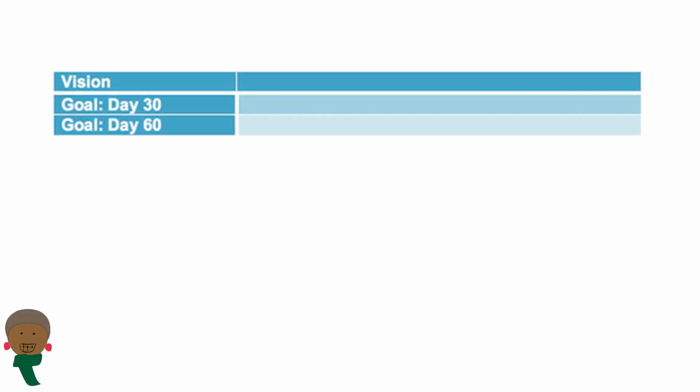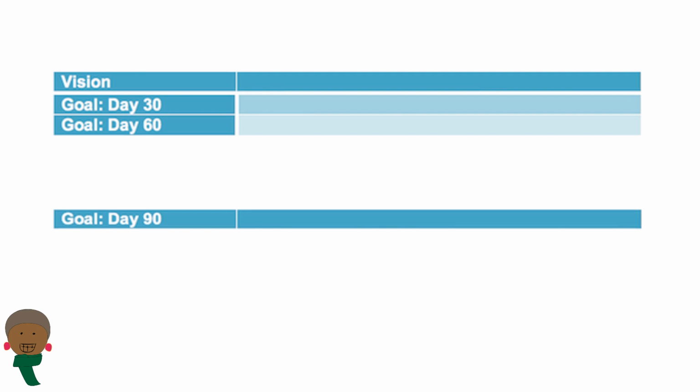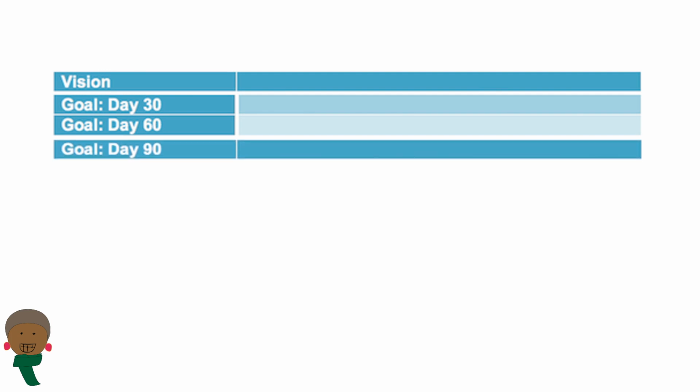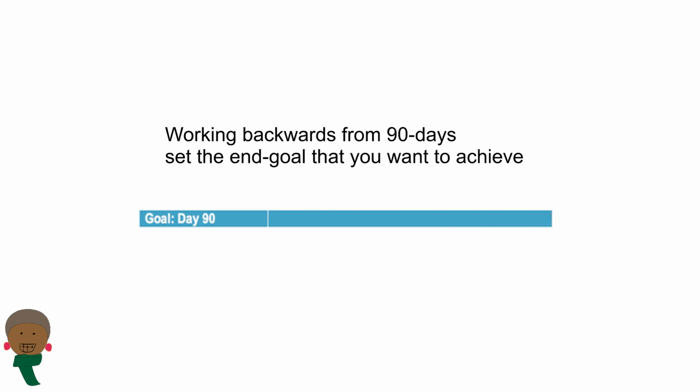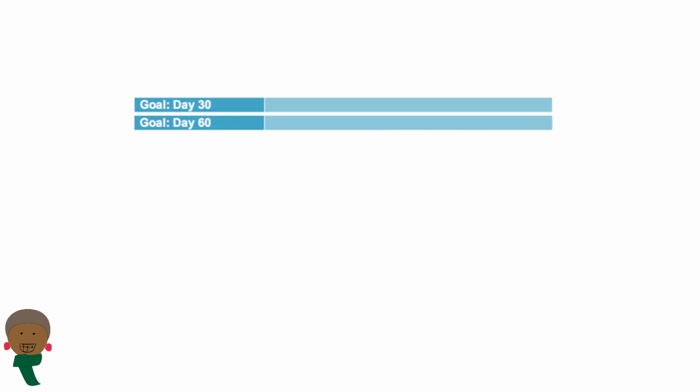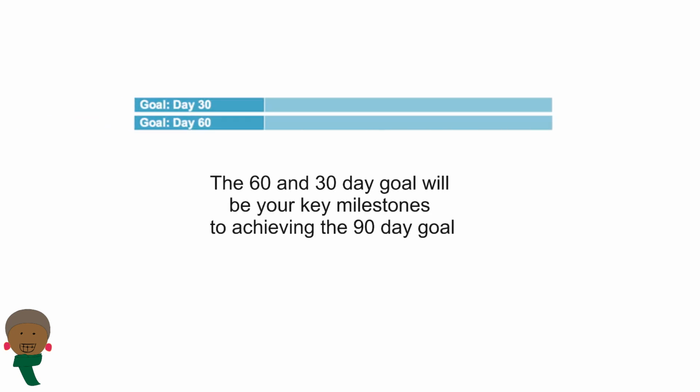As you can see, your 90-day plan is divided into 30-day chunks. You can begin by typing in your vision. Set your end goal first. Your 60 and 30-day goals will be your key milestones. If you don't achieve these milestones, then you will not achieve your 90-day goal.